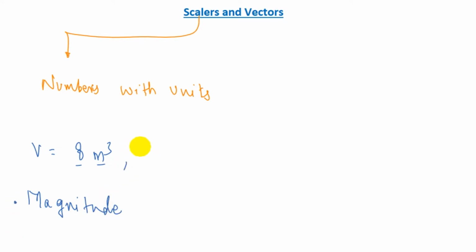Or other way around, you can take temperature. So temperature is 243 Kelvin. It's a scalar quantity. You can take distance. Suppose it is 40 meter. So this distance is a scalar quantity.